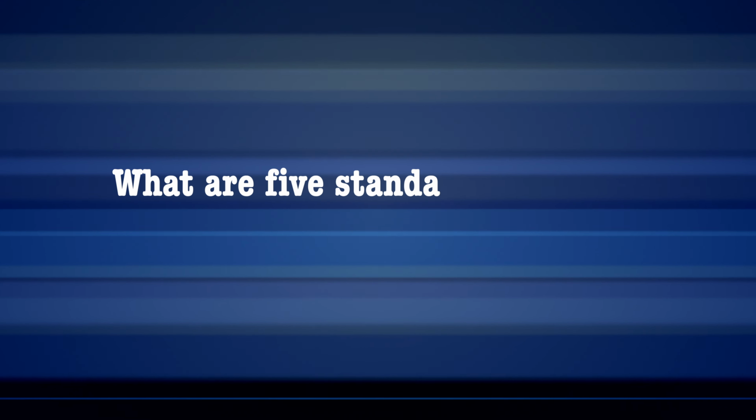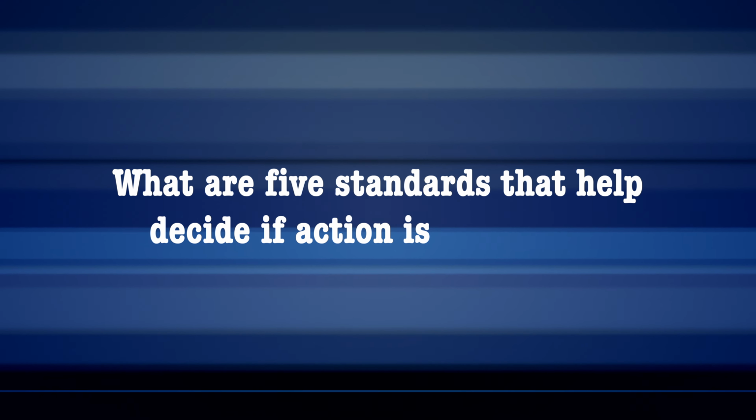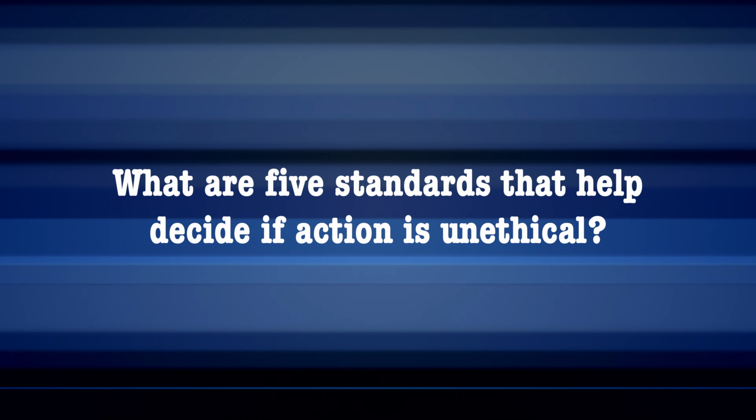What are 5 standards that help decide if action is unethical? To figure out if something's unethical, you can really use about 5 main standards to look at that. One of the first standards is the utilitarian standard, which looks at whether or not these actions do the most good for the most people.